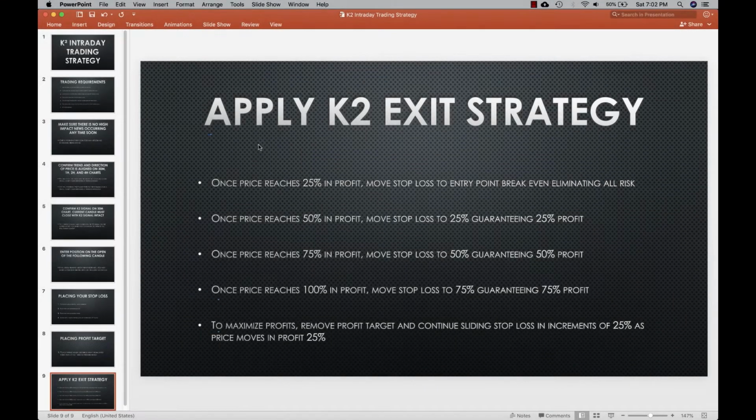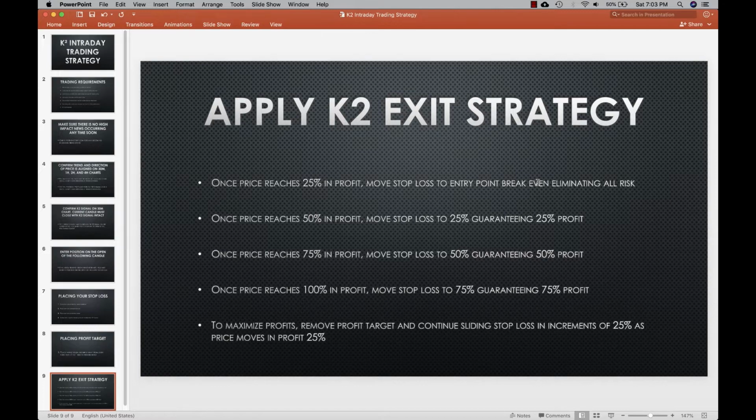So next, you could apply the K2 exit strategy. Basically, the K2 exit strategy entails moving your stop loss up in increments of 25% once price reaches 25% and up. So once price reaches 25%, you'll move your stop loss to the entry point, break even, which will eliminate all your risks.